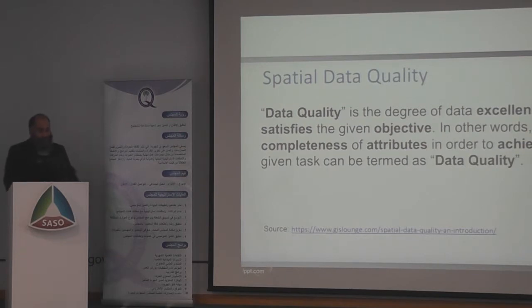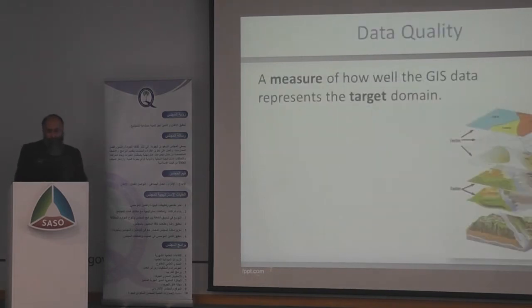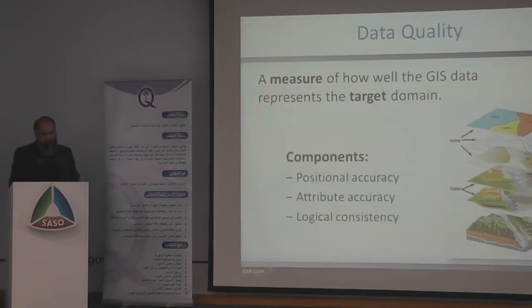Okay, in terms of quality, spatial data is the degree of data excellency that satisfies the given objective. In other words, completeness of attributes in order to achieve the given task can be termed as data quality. Data quality is a measure of how well the GIS data represents the target domain. So these are the components: positional accuracy, and we'll show some examples of this, attribute accuracy, and logical consistency.